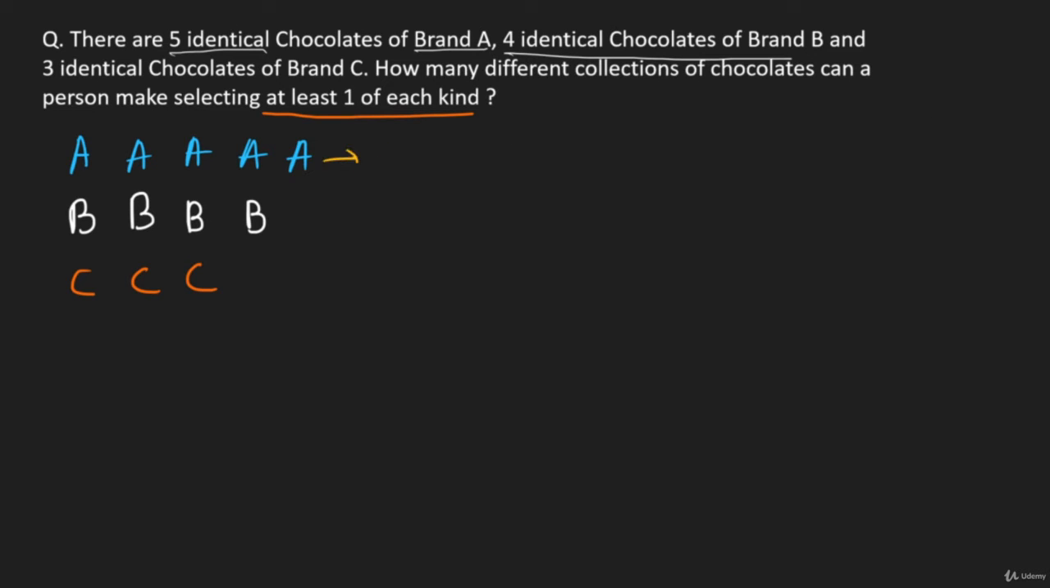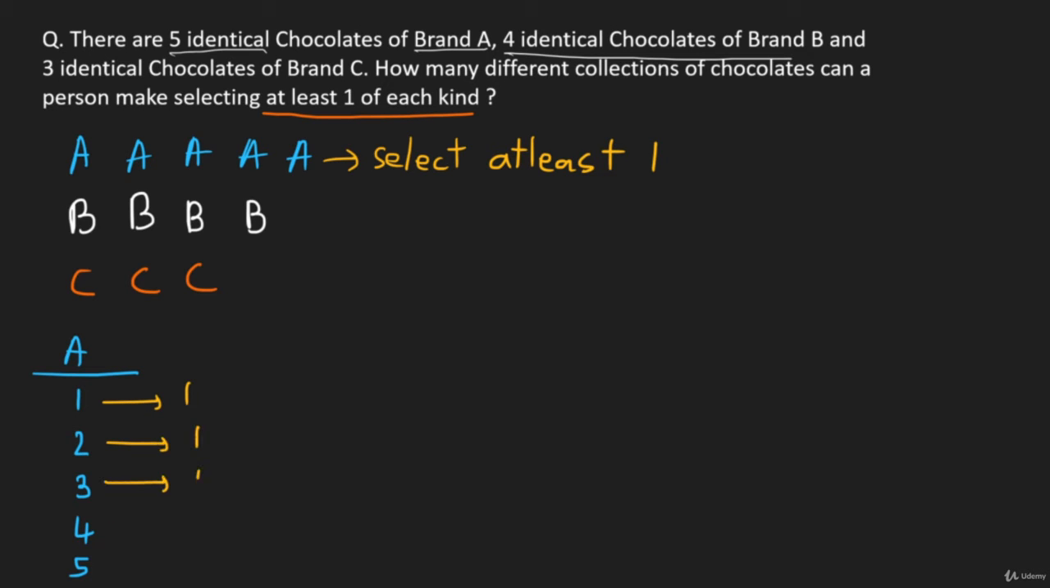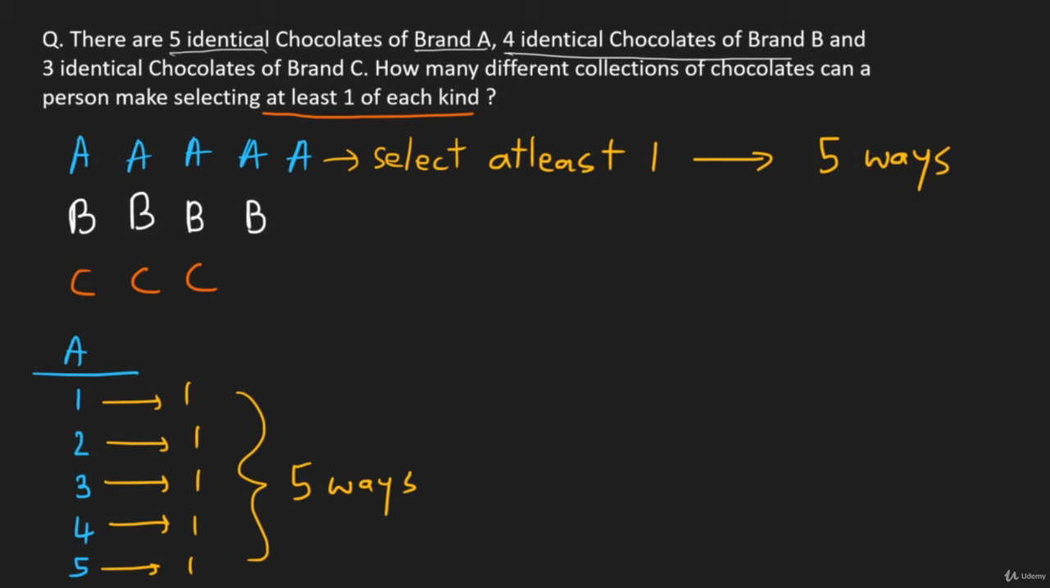Now, in how many ways can you select at least one of brand A? You can do that either by selecting 1 or 2 or 3 or 4 or 5 chocolates of brand A, right? And these are identical. Therefore, you can select one chocolate from 5 chocolates in one way. You can select 2 chocolates in one way. You can select 3 chocolates in one way. And similarly, you can select 4 and 5 chocolates in one way. Therefore, you can select at least one chocolate of brand A in n ways, which is 5 in this case. Alright, now what about brand B and C? You can do that in 4 and 3 ways respectively.